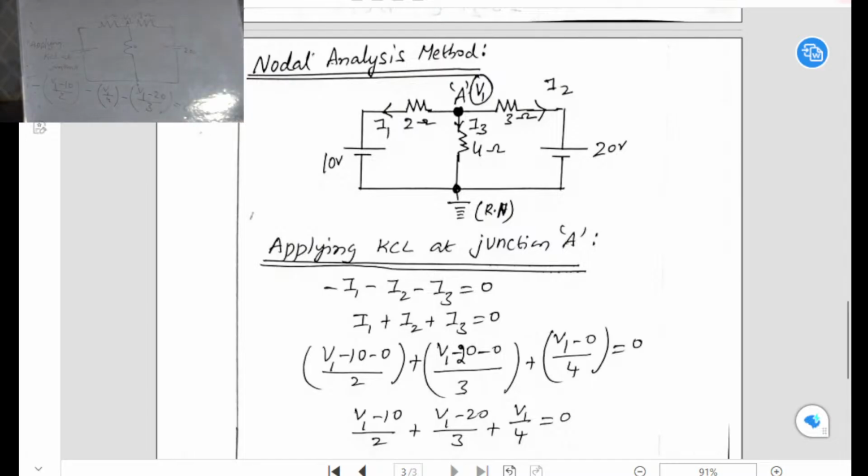Next problem onwards, mesh analysis: don't mention individual diagrams. Directly see the diagram and apply KVL to mesh one. Practice. Coming to the nodal method, don't mention I1, I2, I3. Directly you have to mention total voltage by total resistance. Clear?